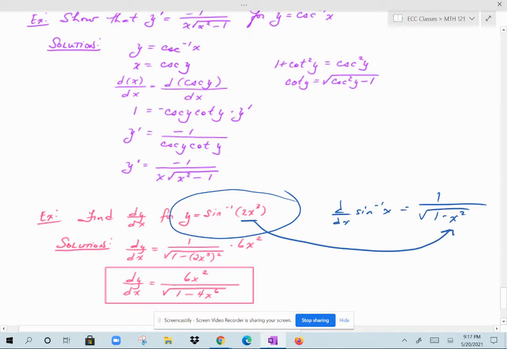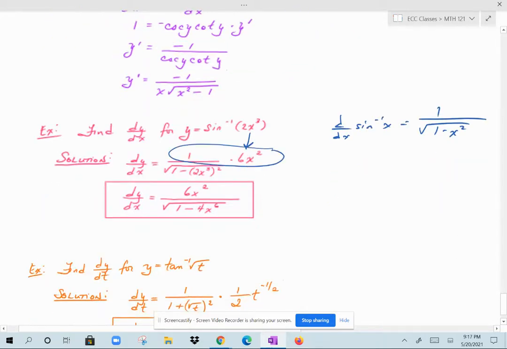So that's what I did first. I took the derivative of sine inverse. So that would be 1 over the square root of 1 minus 2x cubed raised to the second power. The same way here, the x was raised to the second power. Now 2x cubed is raised to the second power, times the derivative of the inner function, and that would be 6x squared. So if I multiply the 1 and the 6x squared and expand the 2x cubed to the second, you get, this is the result, 6x squared over the square root of 1 minus 4x to the sixth.